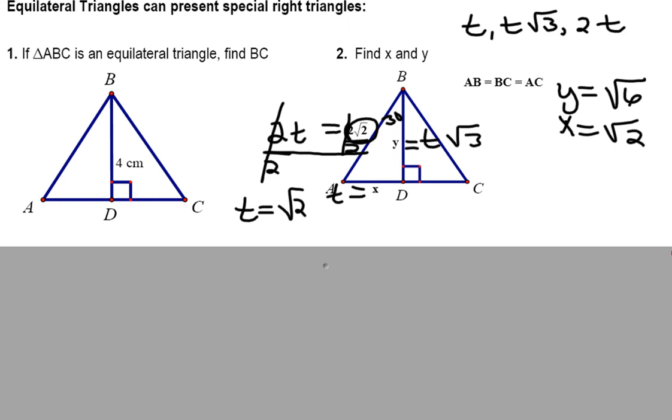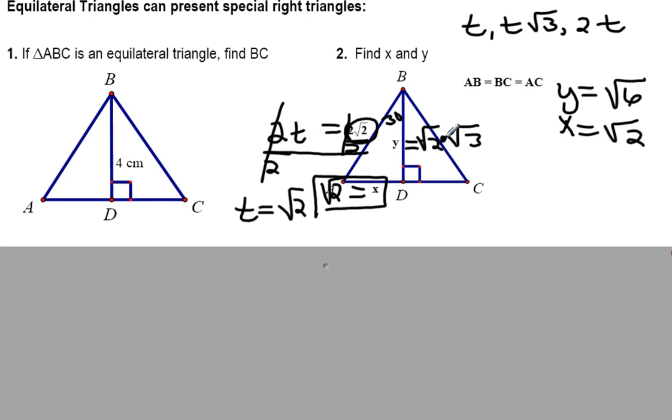Okay, now we erase and replace. Everywhere we see a t, we erase it and replace it with what it equals, which is the square root of 2. So that's how we get x equals the square root of 2. Now up here, we're going to do the same thing. We're just erasing our t and replacing it with what we said t equals, which is the square root of 2.